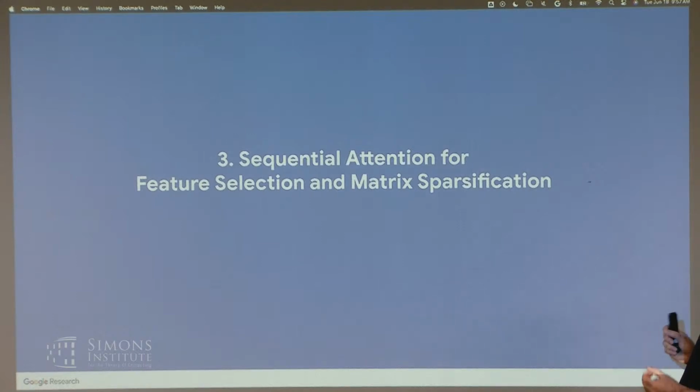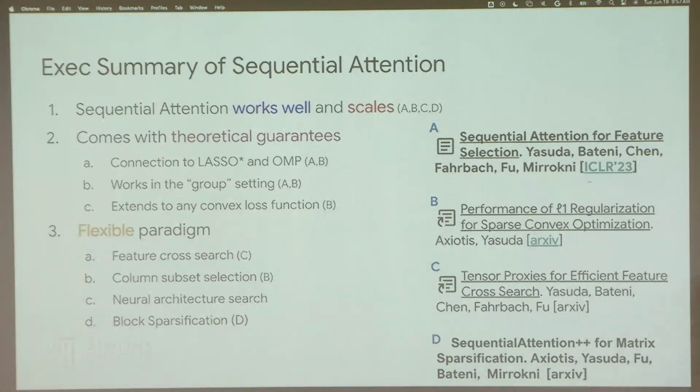Now I want to tell you about this sequential attention technique for feature selection. The executive summary slide here is that we have a sequential attention type algorithm that searches on the space of, let's say, feature crosses, or maybe more generally, parts of the matrix that you want to sparsify. We do it in an adaptive way, inspired by the attention mechanism, which is basically an exponential scoring on the priority of sampling the next point.